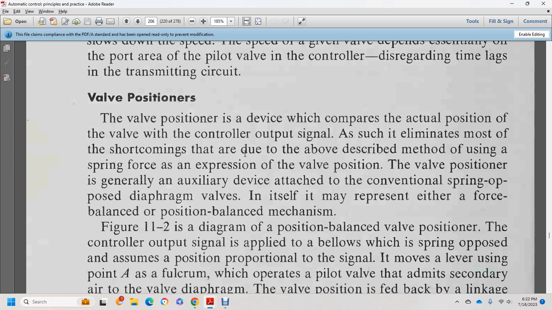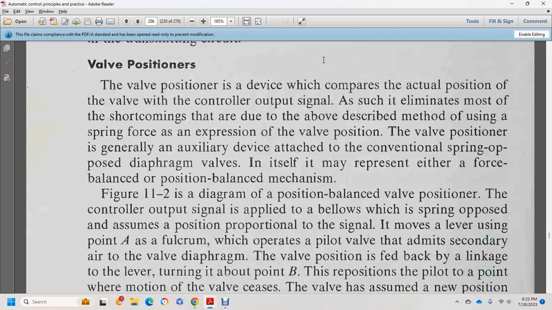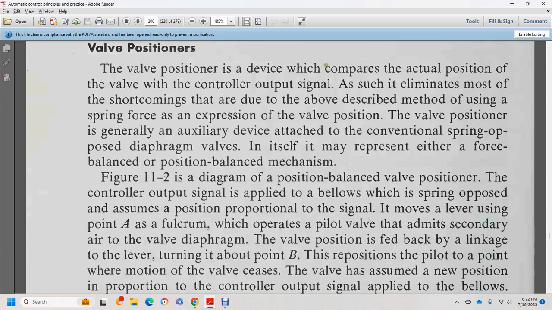Figure 11.2, the diagram of the position balance valve positioner. The control output signal is applied to the bellows, with the valve spring above, and assumes a position proportional to the signal that moves the lever using point A as the fulcrum, which operates the pilot valve that admits secondary air to the valve diaphragm.